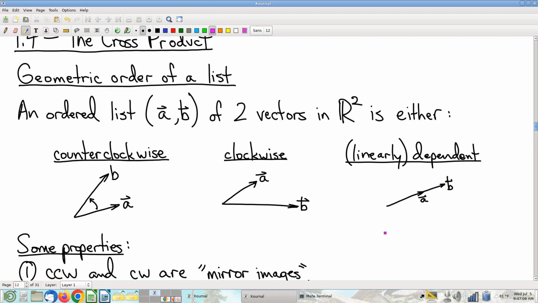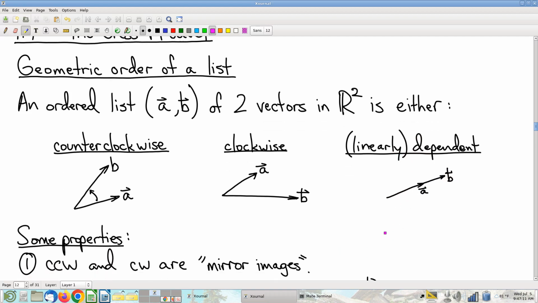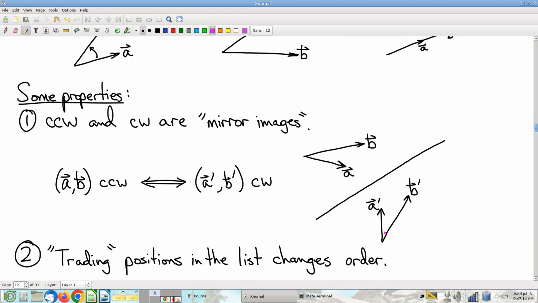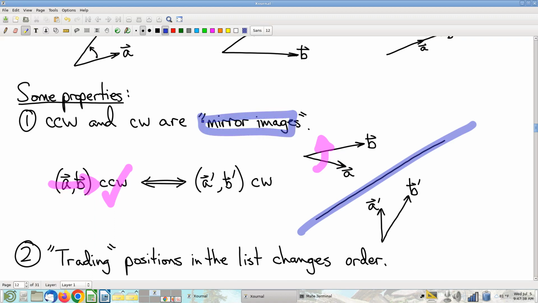So, why are we interested in this? That's going to get revealed over the rest of today's lecture. But a couple of neat observations I'll make. If you have a list, and I'm just going to streamline things here, A, B, and the vectors A, B are such that that list is counterclockwise, as figured, let's think about what happens when you reflect. If you look at the mirror images by reflecting over some line in the plane, well, the mirror images are going to be as I have drawn here, and notice that A prime to B prime is clockwise.